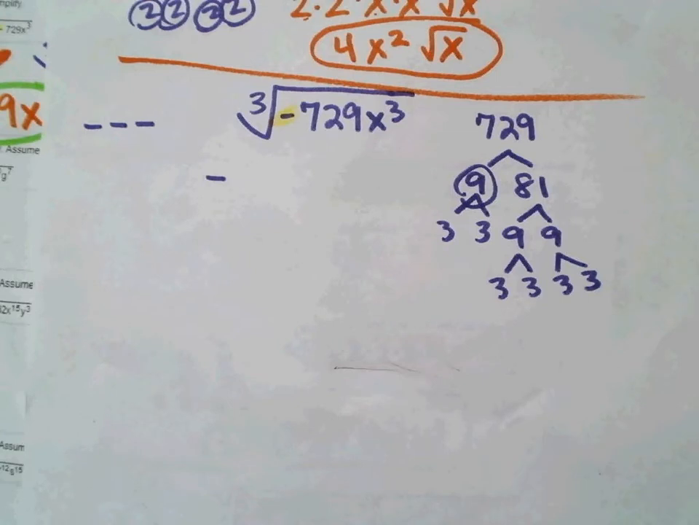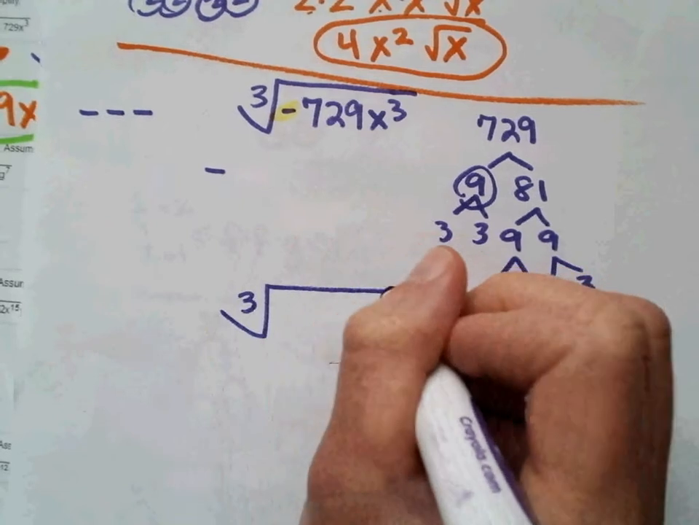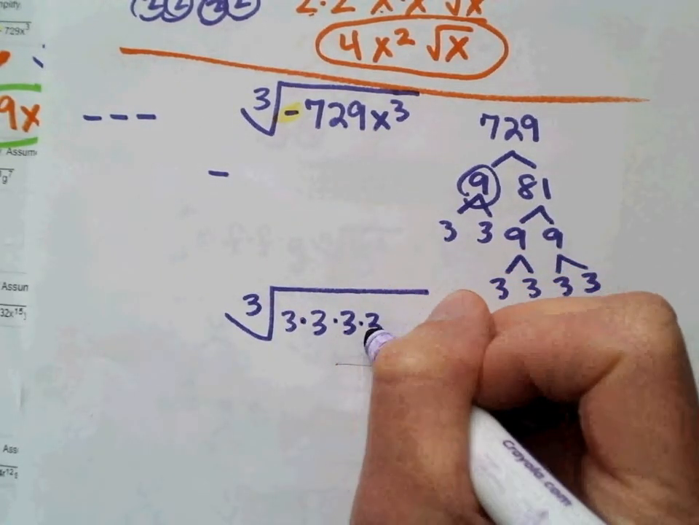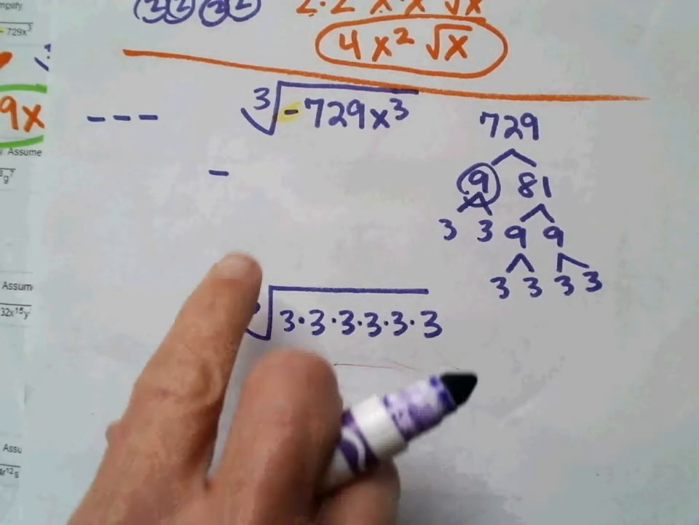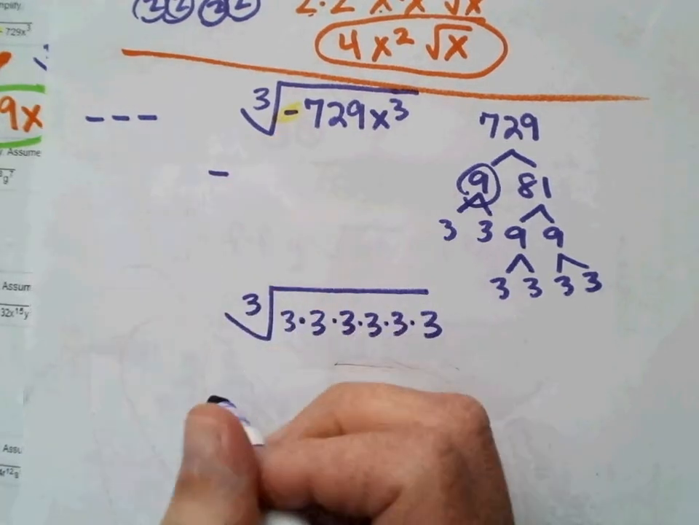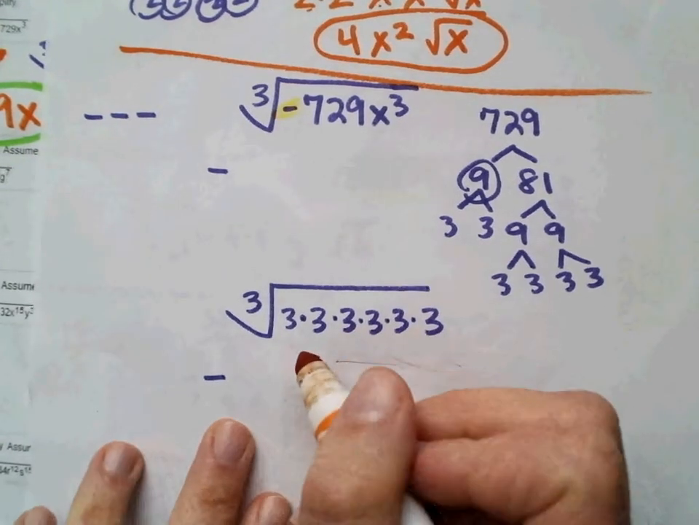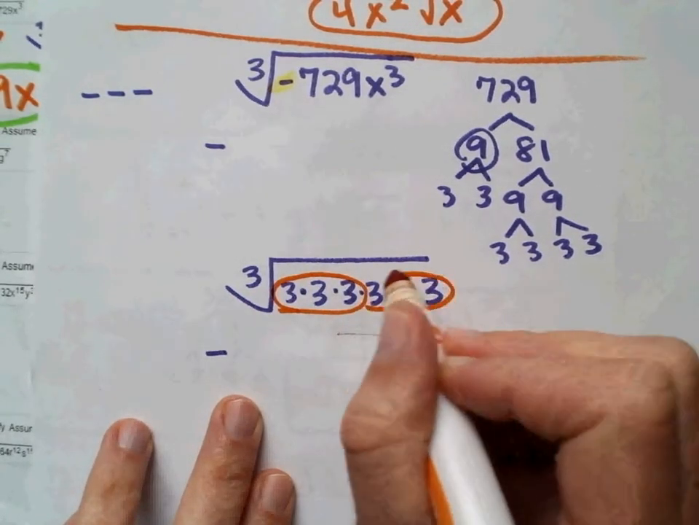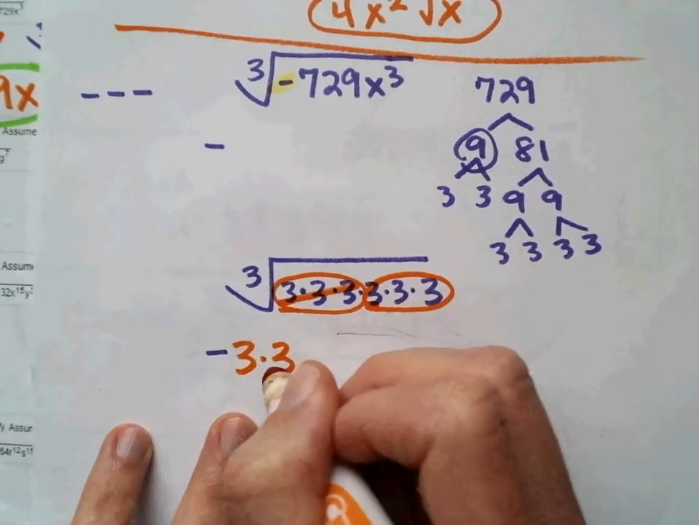So 729 is the cube root of 3 times 3 times 3 times 3 times 3 times 3. And remember, I already told you if it has a negative under there, just take a negative outside for now. We can explain in another video or some other time about that, or I'll try again here. Alright, you need 3 of a kind, so here's 3 of a kind, and here's 3 of a kind. So from here a 3 comes out, and from here a 3 comes out.